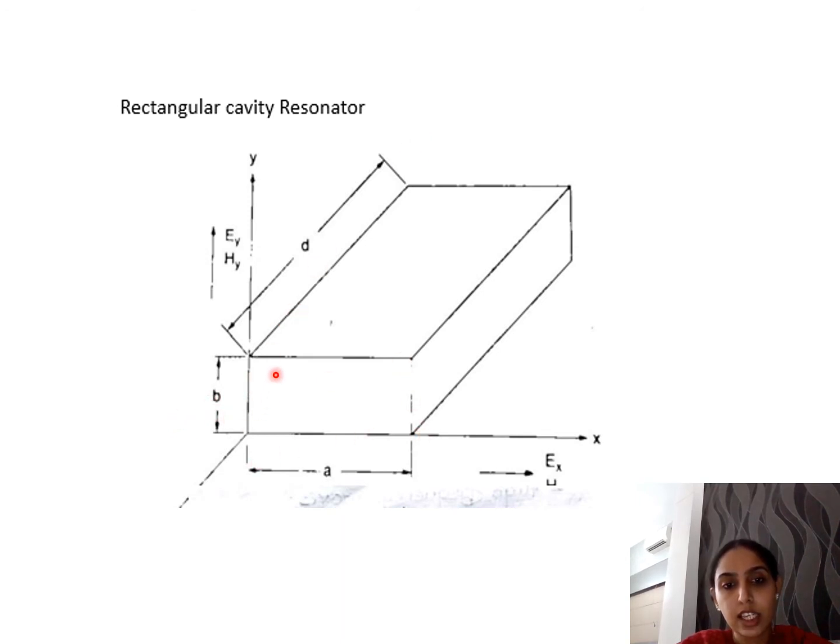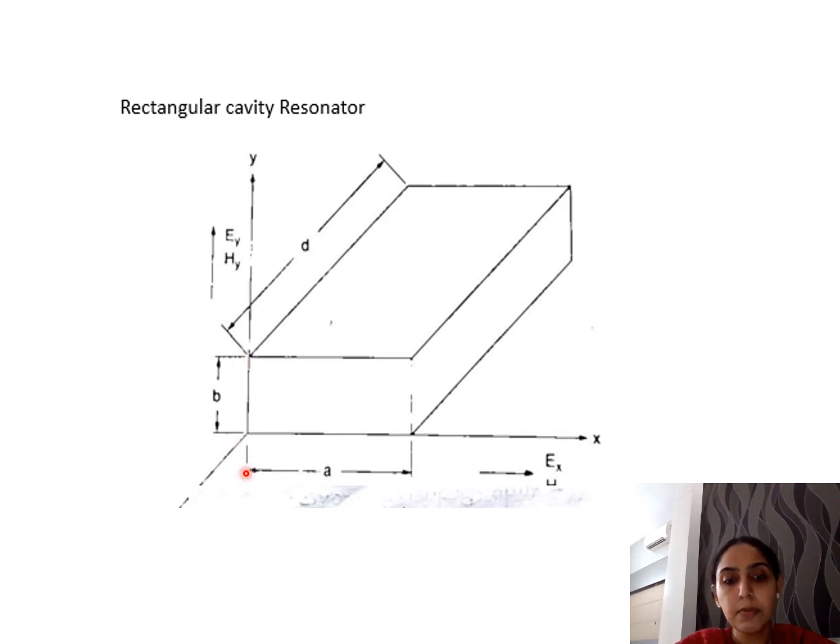Now an electromagnetic wave existing in the waveguide should be subjected to Maxwell's equations, and it should obey all four boundary conditions. First one: the Ez component will be equal to 0 at y equal to 0 and x varying from 0 to a. Again, the second boundary condition: Ez will be equal to 0 at x equal to 0 and y varying from 0 to b.